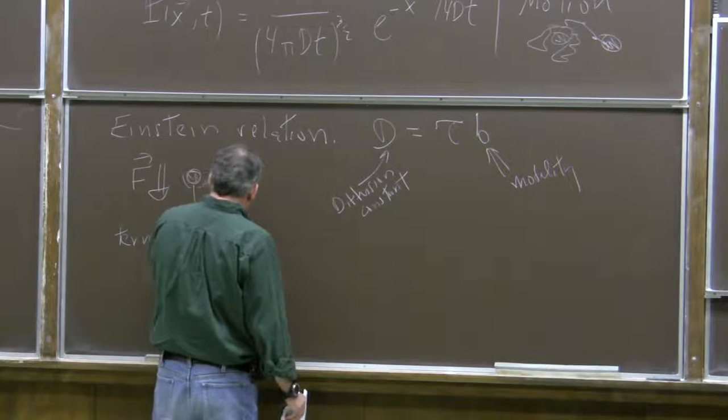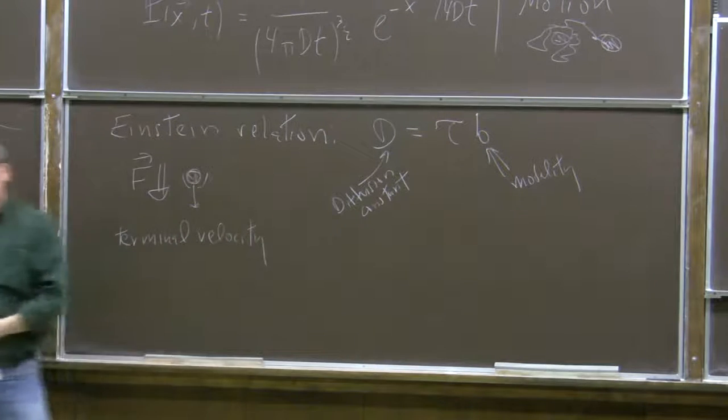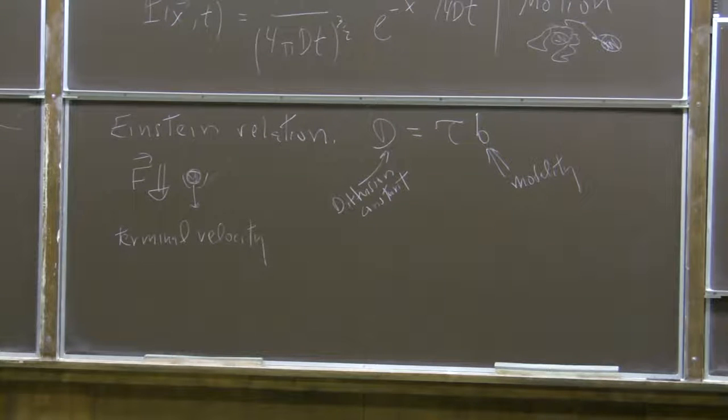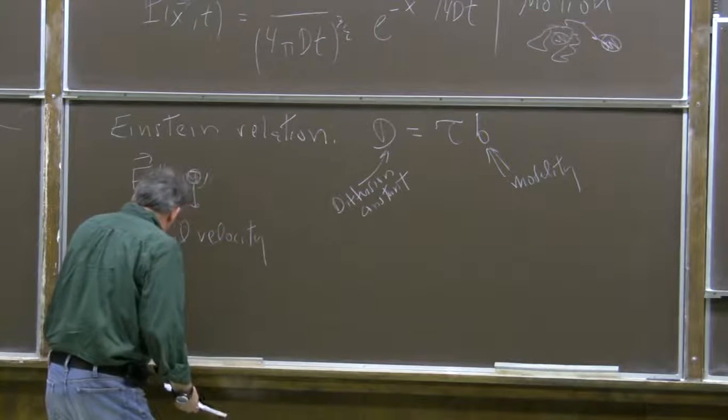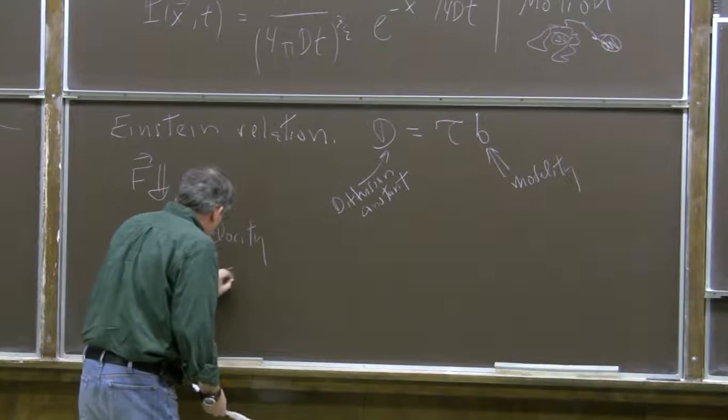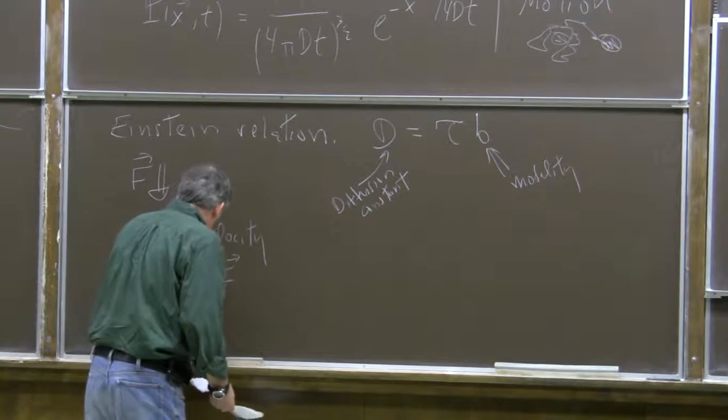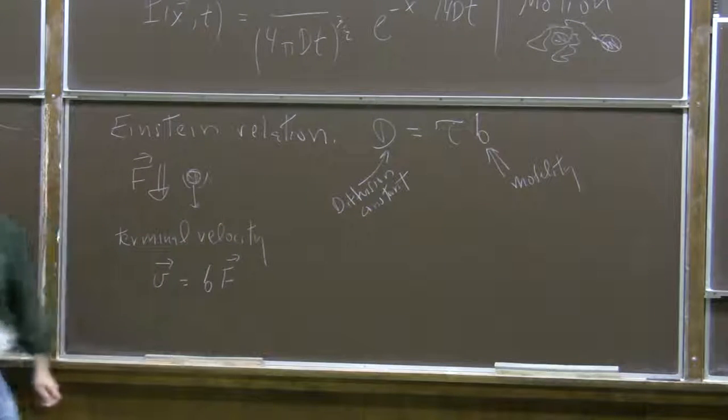And what that means is that the frictional force impeding the motion of the particle is balancing the force applied to the particle when it reaches the terminal velocity, which is proportional to the force, and the constant of proportionality is B. So the larger B is, the less resistance there is, the less dissipation. Small mobility means high dissipation, low terminal velocity.